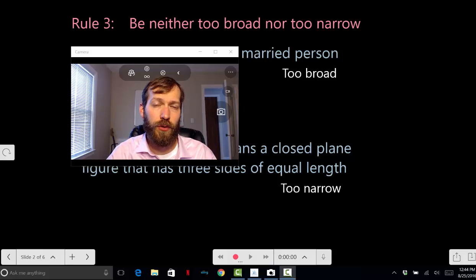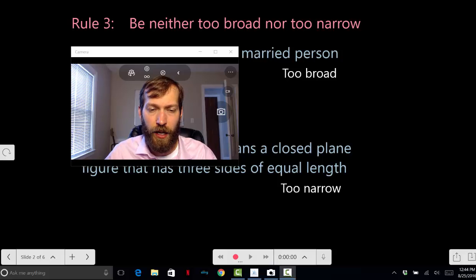So that gives us two ways in which a lexical definition can go wrong. The definiens can either include more things than what the definiendum actually does apply to, in which case we say it's too broad. Or it can apply to fewer things than it's supposed to, in which case we say it's too narrow.